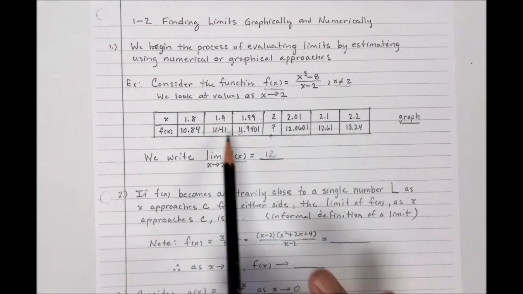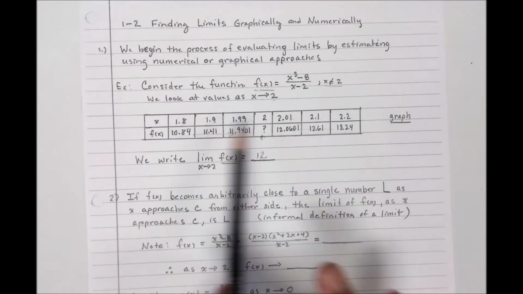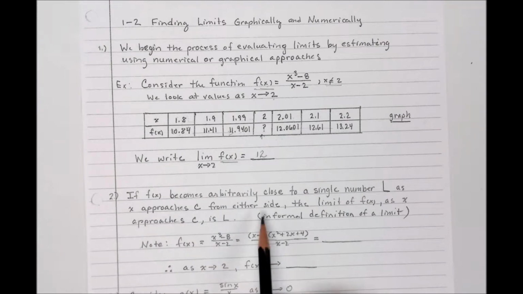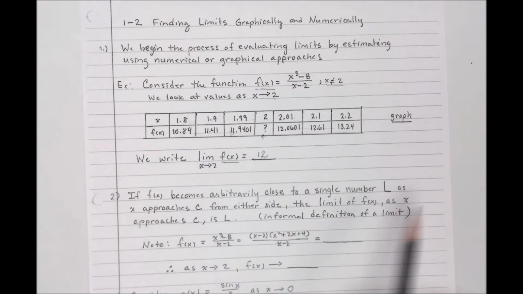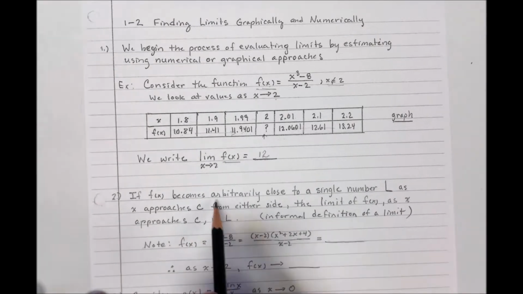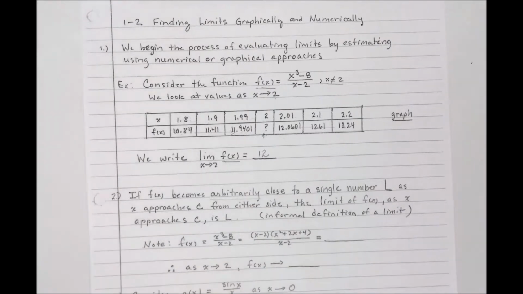Excuse me. This gets closer to 12 as x gets closer and closer to 2, is what I meant to say. Got that just a little mixed up. Sorry about that. And that's from either side, from numbers that are smaller from the left, numbers that are bigger from the right. Then we say the limit of our function f of x as x approaches c is equal to L. Now, this word arbitrarily is what makes this informal. We have to get something a little bit more analytical here, and that's what we're going to be working towards.